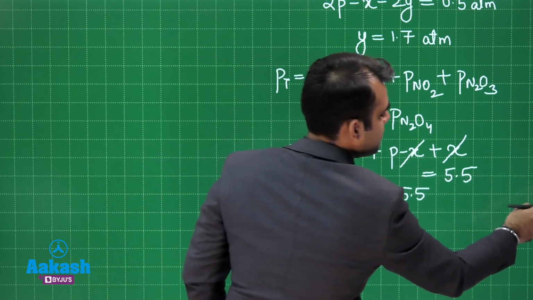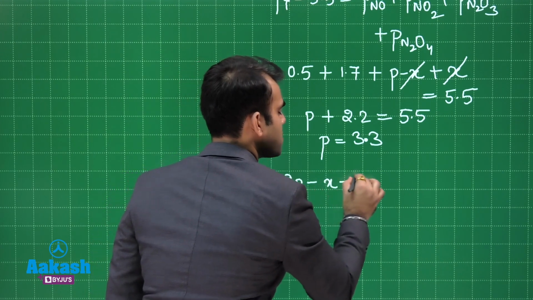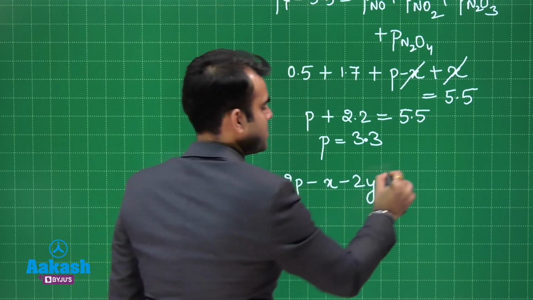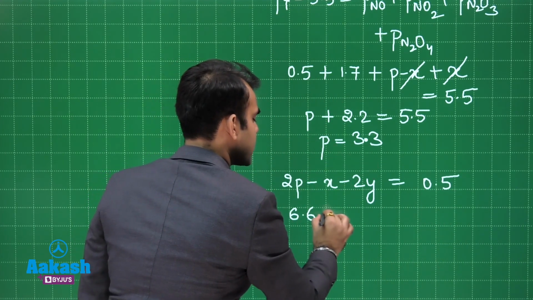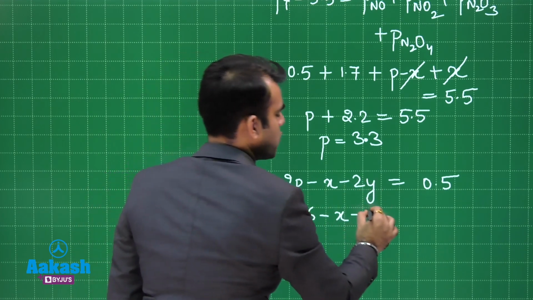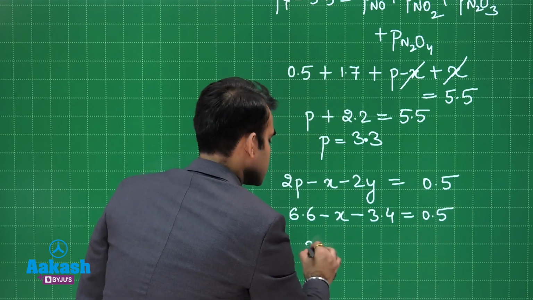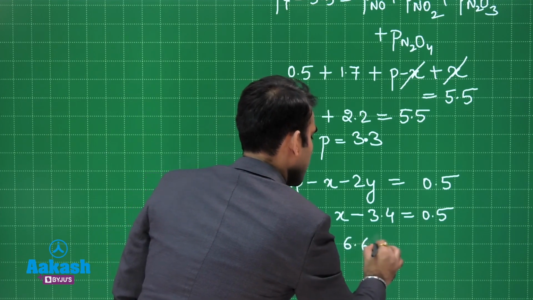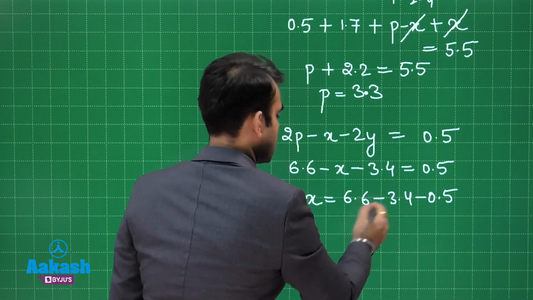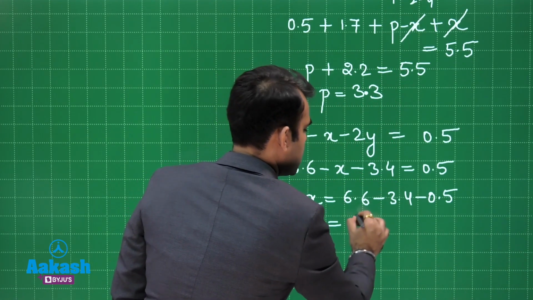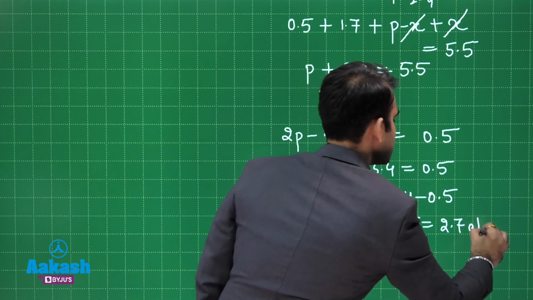Now we can calculate the value of X from this. We have 2P minus X minus 2Y is equal to what? It is equal to 0.5. Now P is 3.3, so this becomes 6.6 minus X. This is 1.7, so 1.7 into 2 is 3.4, equal to 0.5. So X is equal to 6.6 minus 3.4 minus 0.5. And this comes out to be, so this is 3.2 minus 0.5 is equal to 2.7 atm.